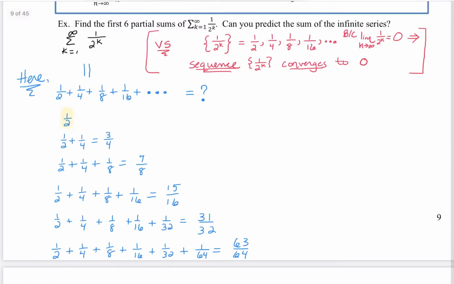So let's think about this for just a second. Add up the first term, add up the first 2, the first 3, the first 4, the first 5, the first 6. We're adding up more and more terms every time, and we're really looking at what this sum is doing as I add up more and more terms. As the upper limit is indicated to go to infinity, what does it look like this sum is going to?